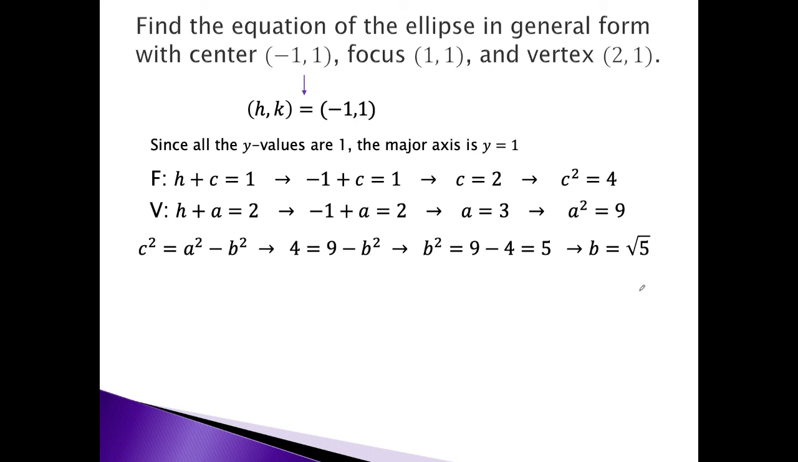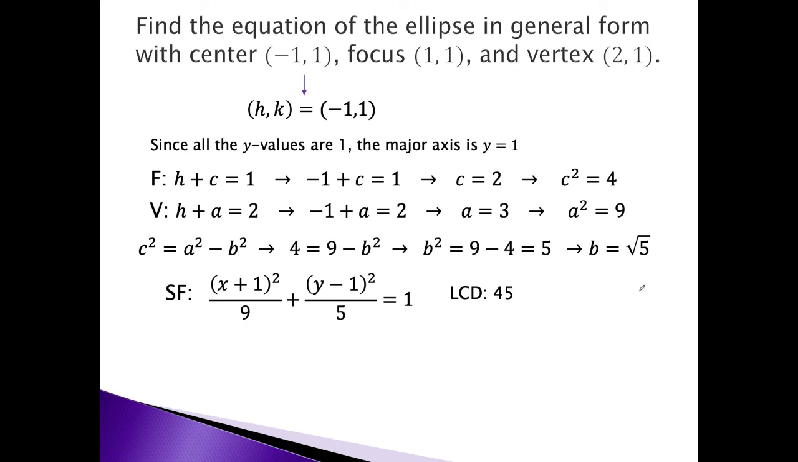C squared equals A squared minus B squared. Then 4 equals 9 minus B squared. So B squared equals 9 minus 4 equals 5. So B equals the square root of 5. Our standard form then is x plus 1 squared over 9 plus y minus 1 squared over 5 equals 1.